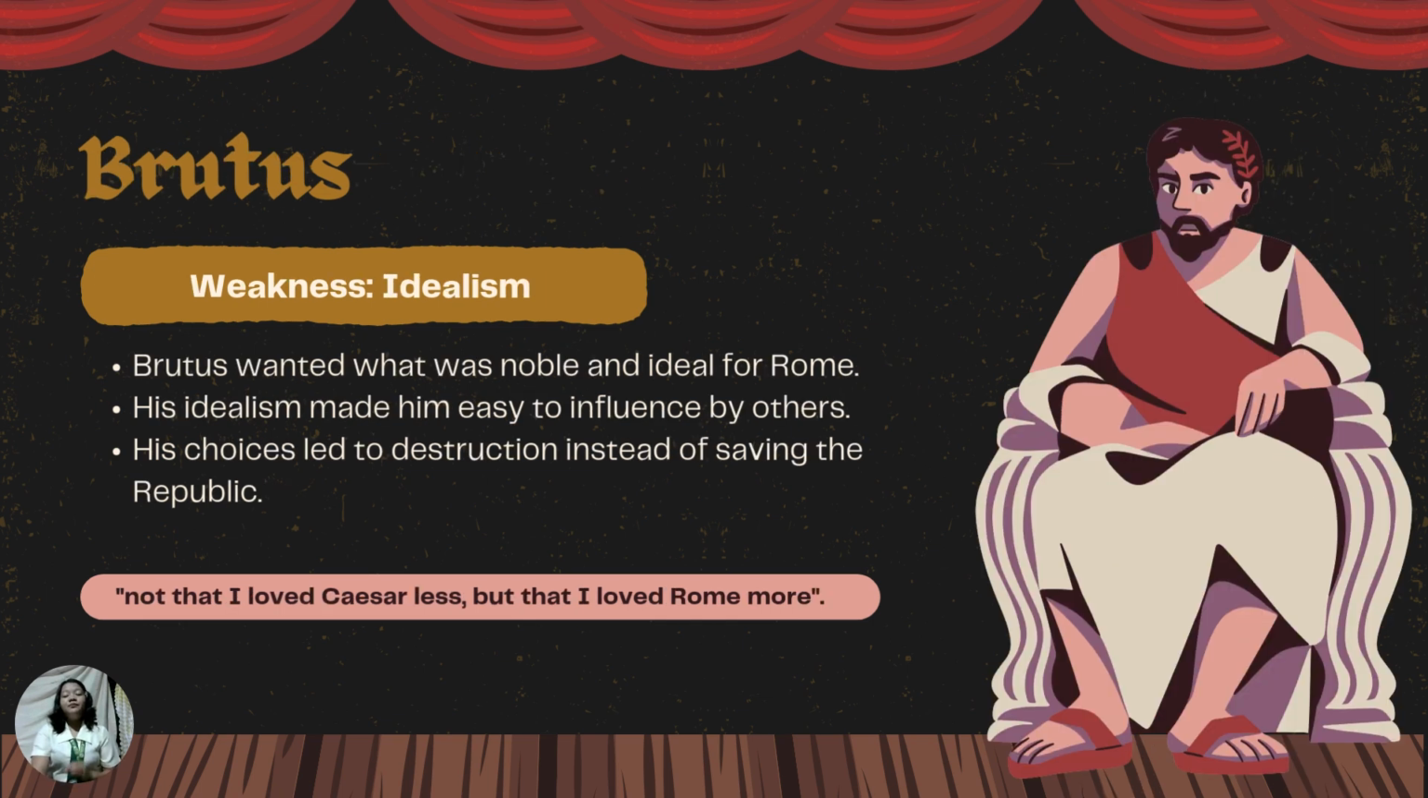Second, Brutus. Brutus loved Caesar as a friend, but he loved Rome even more. He was noble and idealistic. His idealism made him easy to influence by other people. Cassius convinced him that killing Caesar was the right choice. Brutus believed he was saving the republic, but in the end, his decision led only to civil war and destruction.